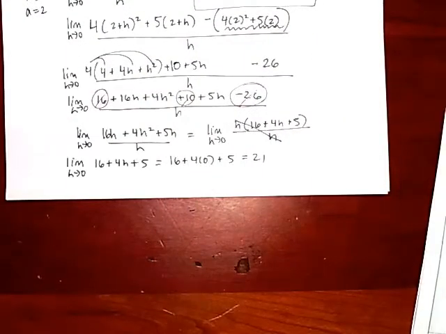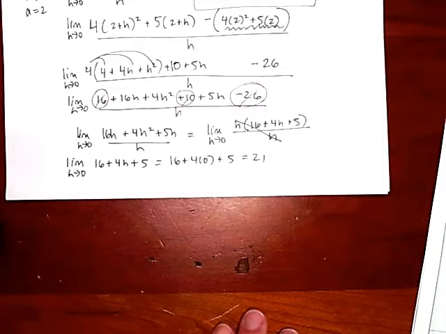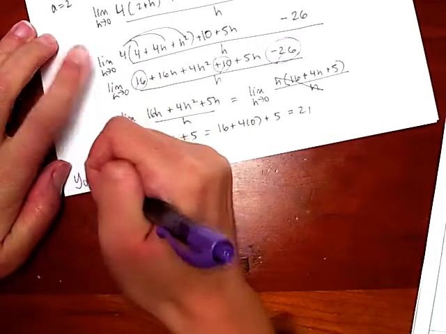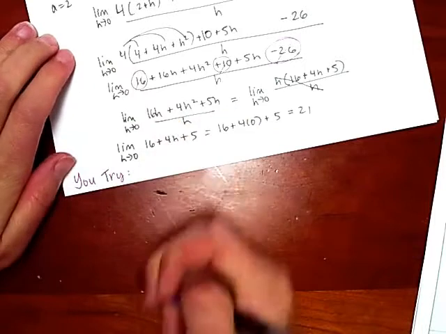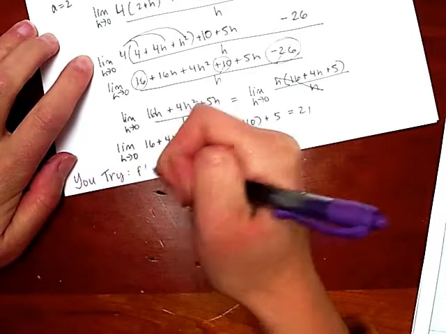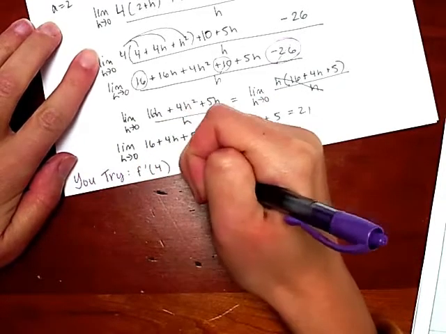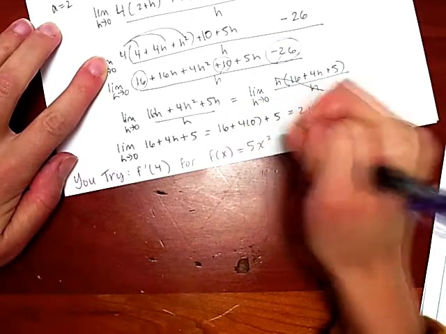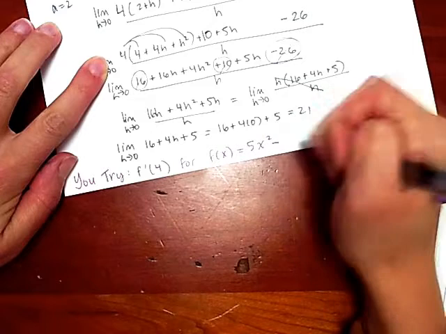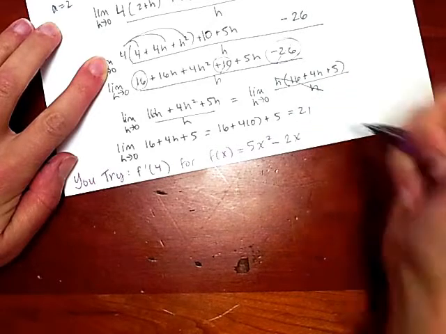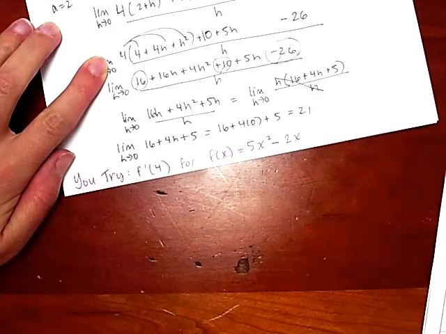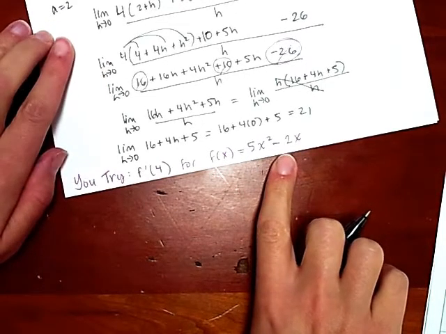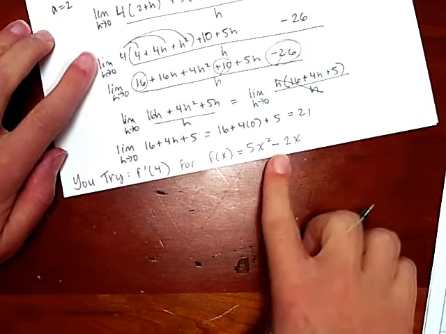That's the last example problem I'm going to do on here, but I do want to give you one U-try problem. So I'm just going to squeeze it in at the bottom. For the U-try, you're finding f prime of 4 for the function f of x equals 5x squared minus 2x. Okay? So this one, your work should look a lot like either way 1 or way 2 in example 3, but this problem is very similar to example 3.